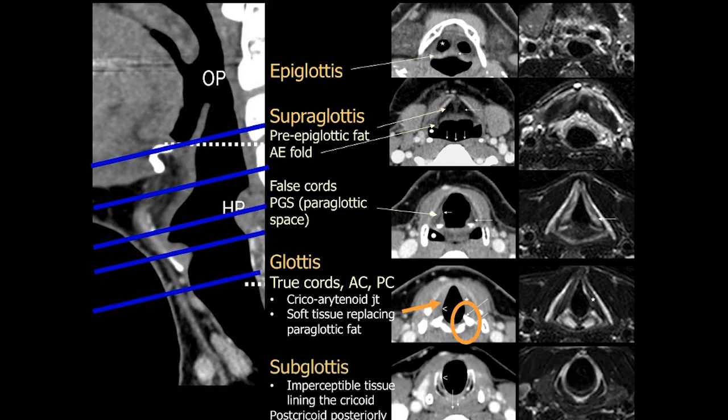The last image is taken to the level of the cricoid and shows a subglottis with hardly any visible soft tissue along the inner lining of the cricoid cartilage. Behind the cricoid, you have the postcricoid part of the hypopharynx and the posterior pharyngeal wall in apposition, two mucosal surfaces in close apposition, as you see marked by the long arrows.